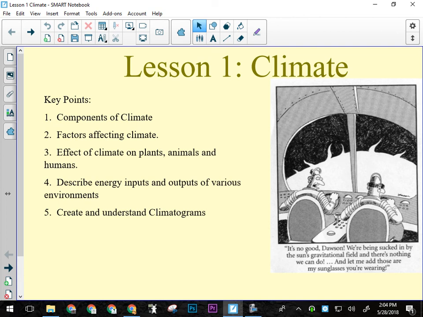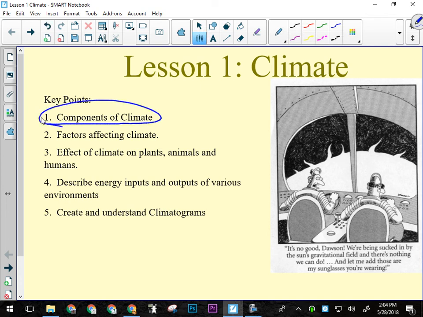All right, key points for today. We have to look at the components of climate. If we describe the climate of an area, what kinds of things do we describe? That's what we'll look at first. Then we'll look at the factors that affect those 4 components. What makes the 4 components of climate the way they are? What makes some place dry versus some place wet, and things like that? We'll look at the effect of climate on plants, animals, and humans. Mostly we'll be looking at how this place is different than this place, and for what reason.